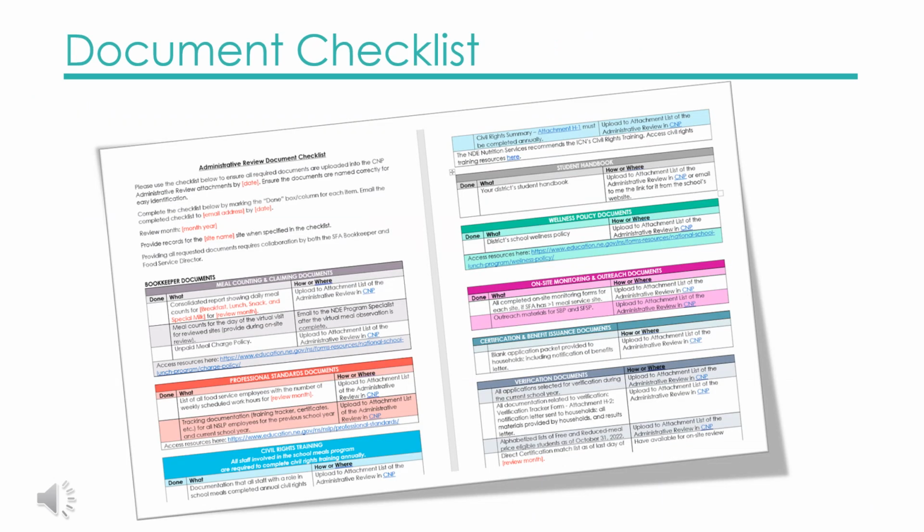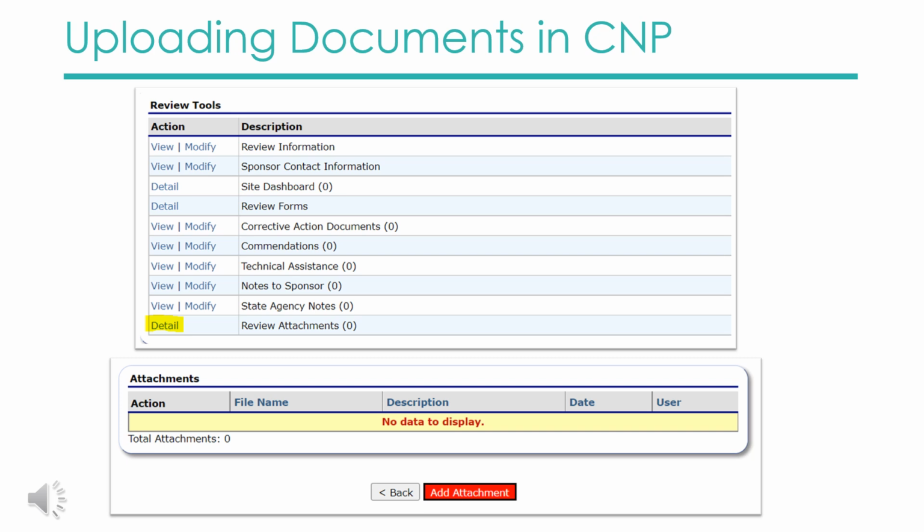Your program specialist or reviewer will provide the school with a document checklist as shown on this slide. This will show the documents the schools need to upload into CNP for the reviewer. This slide shows you how to upload the documents outlined on the document checklist, which was shown on the previous slide. Under the Compliance tab, you will click on Details next to Review Attachments. This will allow you to add attachments that are outlined on the document checklist.